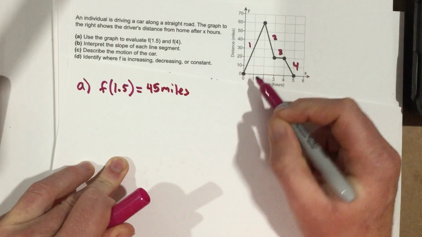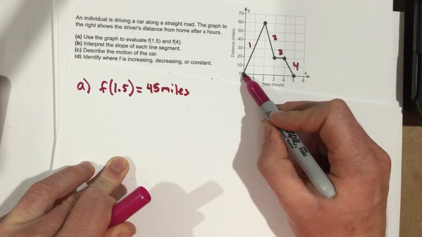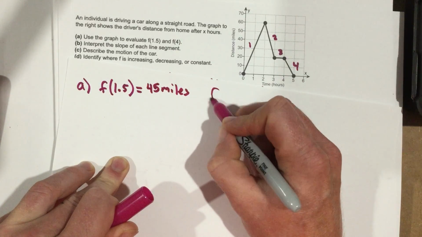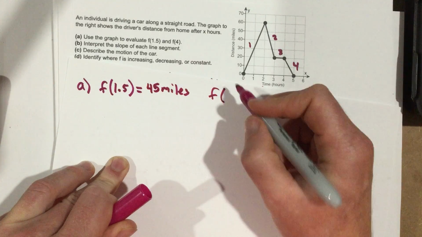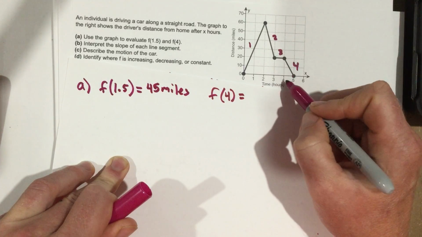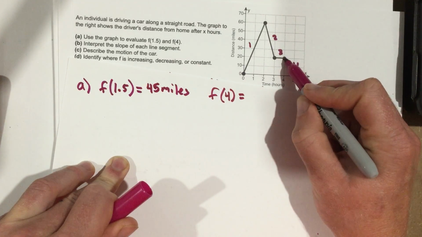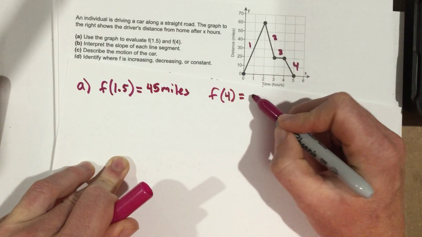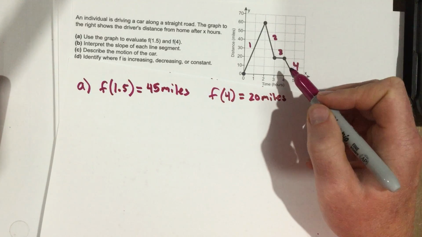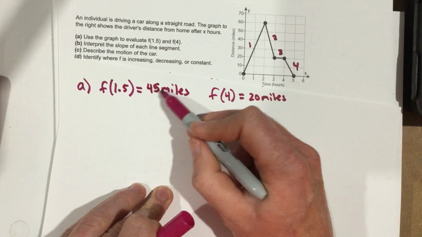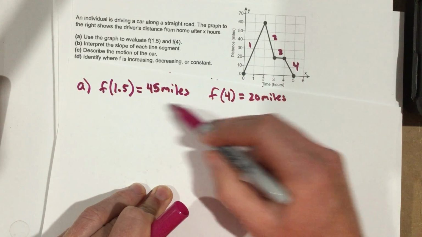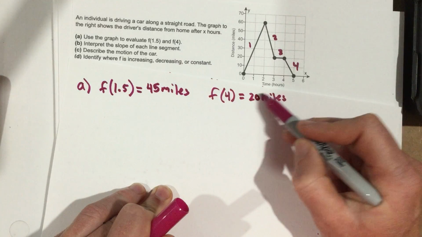Now keep in mind when you look at this graph, 0, 0, right? That means 0 time has gone by and they haven't left the house because they're 0 miles from home. f of 4 means after 4 hours, where are they at? Well, at 4 hours, it looks like they're 20 miles from home. What does that mean? Well, that means in the first hour and a half, they were traveling away from home, getting farther away, 45 miles away. And then for the last 2.5 hours, they've been creeping their way back, 20 miles away.